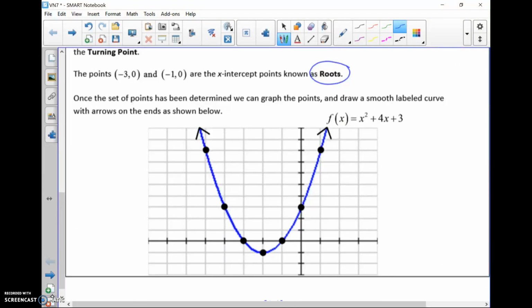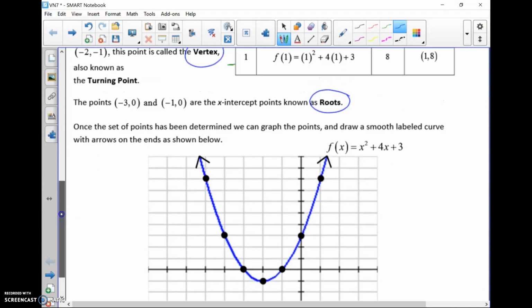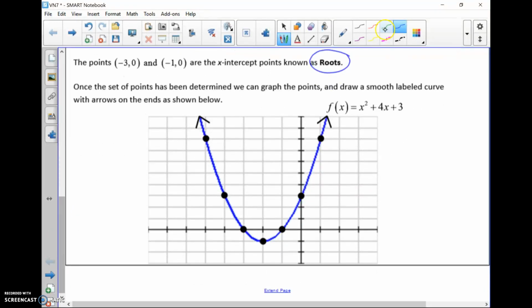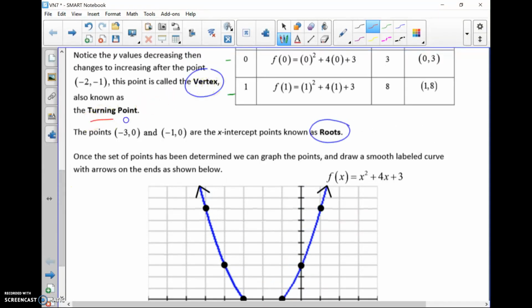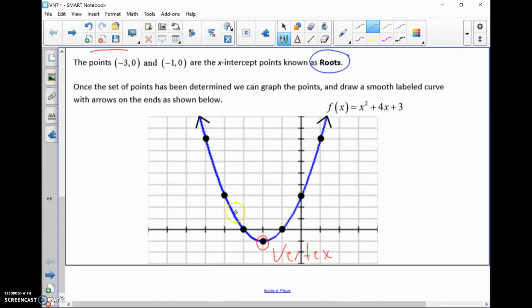I mentioned before the quadratic graph has those important characteristics, a root and a vertex. And so what are those specifically? Well, the vertex is where the graph kind of changes direction. And so that would be down here. And it's also known as a turning point. We see that it's written up here that the vertex is also known as a turning point because it's kind of where the graph turns direction.